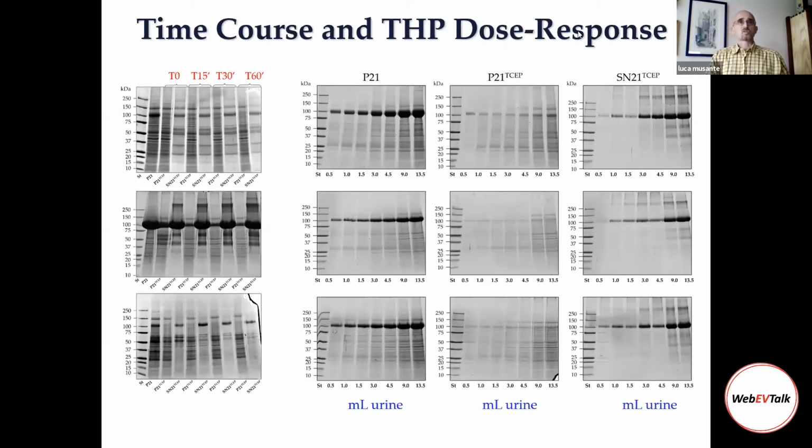Time course and THP dose response show that the reaction is quite quick, or already at time 0. That is not a real time 0, because there are still 30 minutes of centrifugation. So you add TCEP and then you centrifuge, and 30 minutes is enough to release THP in the supernatant. And when we check the full set of volumes in 3 independent experiments, 3 independent preps, with different amounts of THP, you can see that all the THP is in the supernatant and nothing is left in the pellet, if not traces.